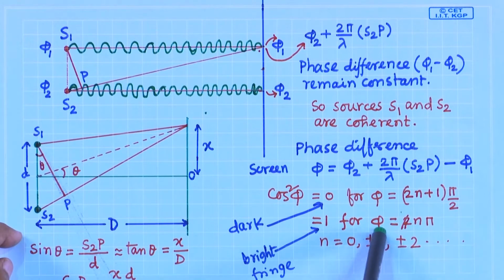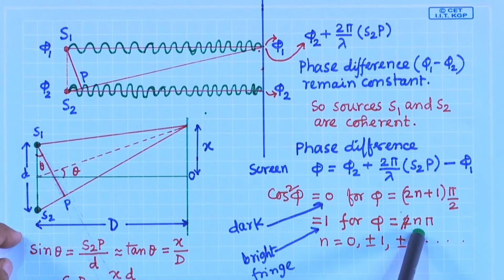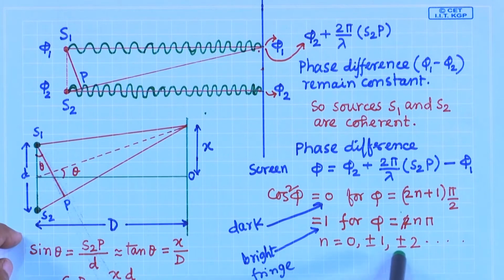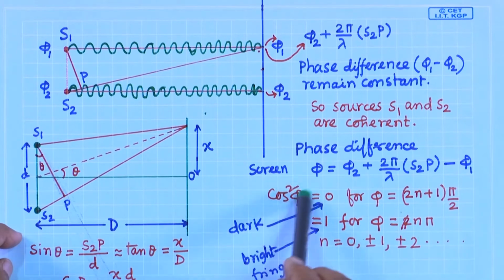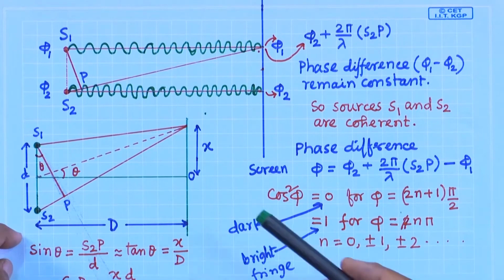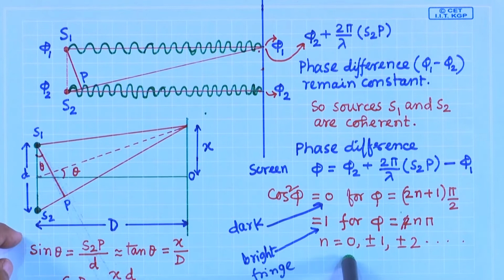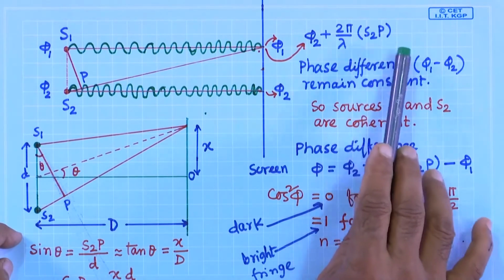If the phase difference is phi equal to n pi, then we will get a bright fringe. For both cases, n equals 0, plus minus 1, plus minus 2, etc. Since it is a square, the minus value squared will also be plus. So, what is S2P, how to calculate it?